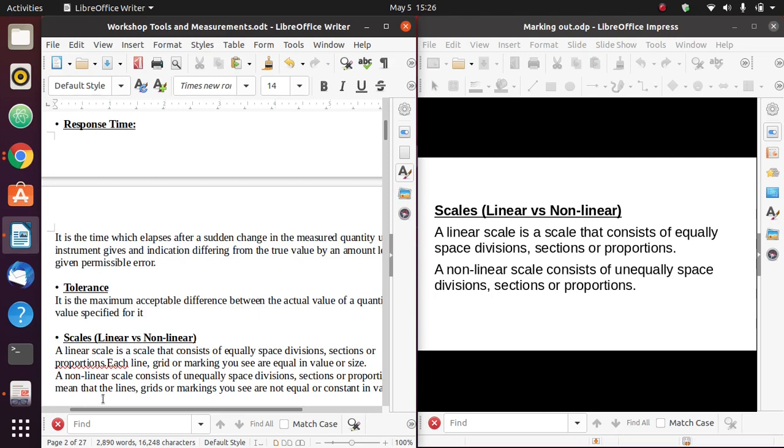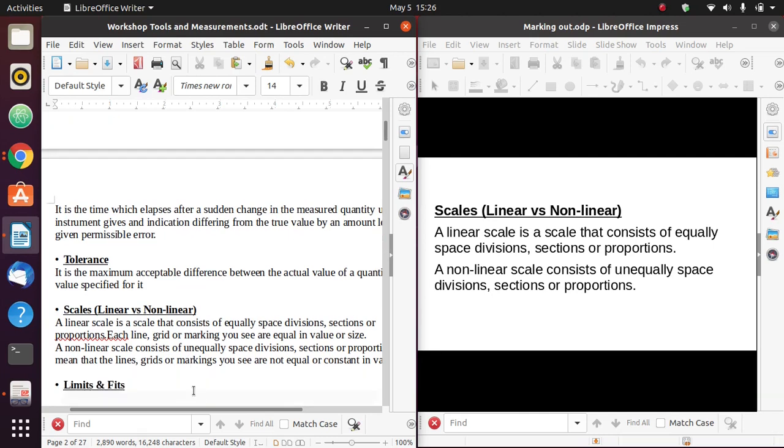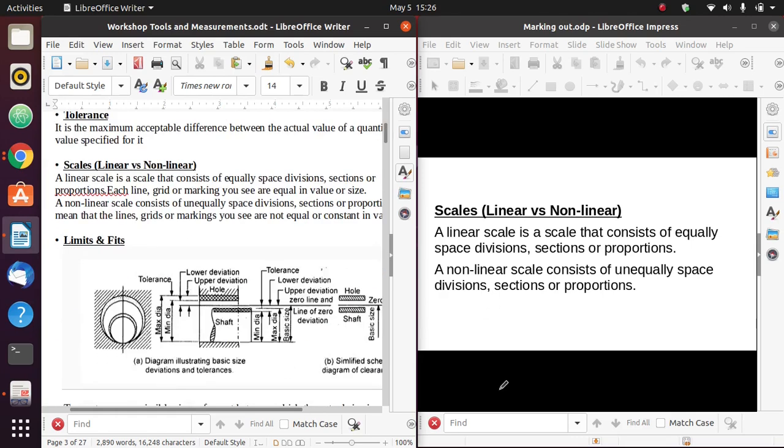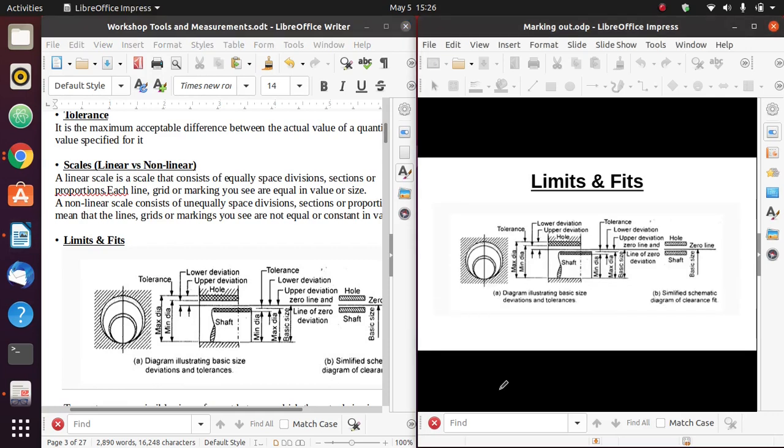But there are some instruments that have a non-linear scale. The divisions of those markings are unequally spaced, meaning that these lines of markings are not equal or constant in value. So you'll find that some measuring instruments have a linear scale and some have a non-linear scale. I'll send pictures of a linear scale and a non-linear scale so that you can see the difference.